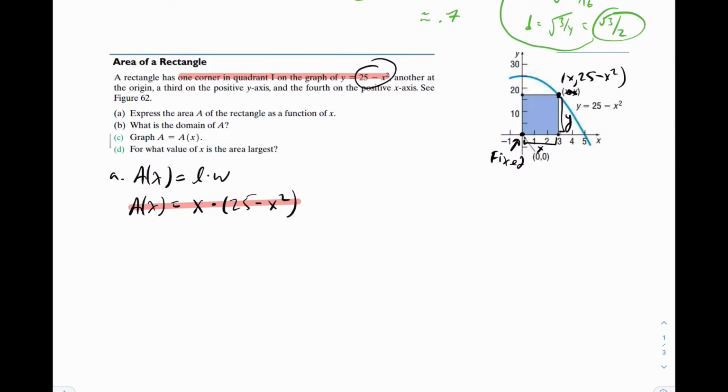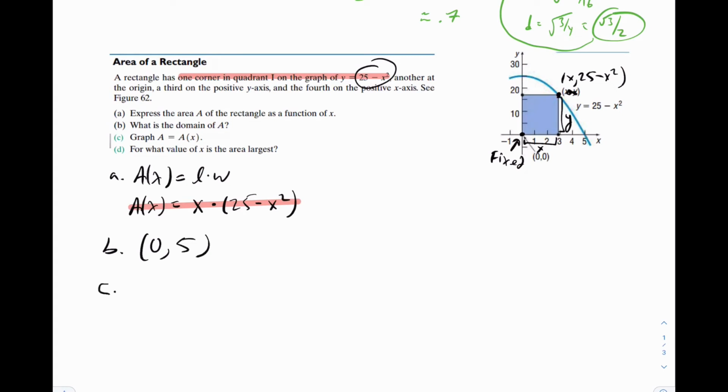B, what is the domain of A? So for this, we can actually just think about it logically. If it's fixed at the origin and the other point is somewhere in this region, I can see that the smallest value I can use is 0, or anything a little past 0. So we're going to make that parentheses, because it has to be bigger than 0, this point. And the furthest it can go is 5, but it can't actually be 5, because then you don't have a box anymore. So it's just 0 to 5.